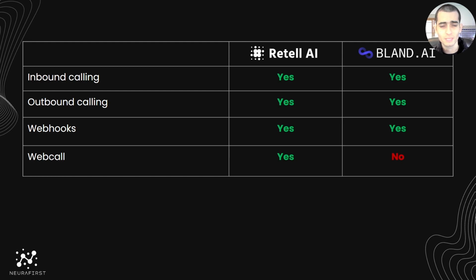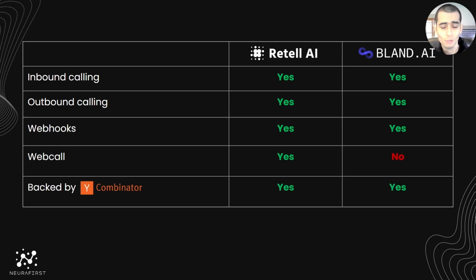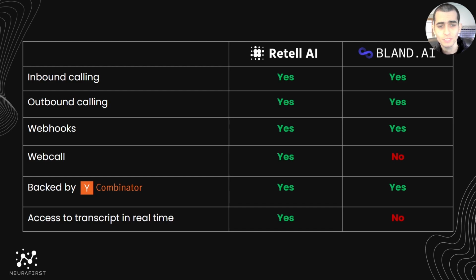So I think web calls can be useful for some specific use cases. For example, being able to call internally the employees within the same company. So yeah, this could be useful in some cases. I also wrote here that they are both backed by Y Combinator, so I think they are even part of the same cohorts. And finally, whether you can access the transcripts in real time, it is actually possible with Retell, while it is not possible with Blend.